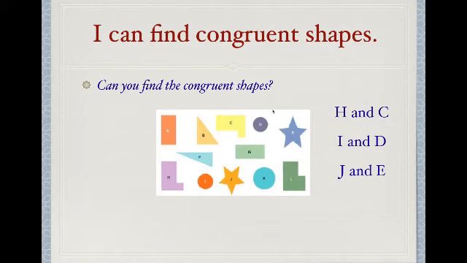Now, K is also a circle, but it's not congruent. Again, same shape, not the same size. So J and E are same shape, same size. Looks like you have to do a little flip to make them work, but once again, they're congruent because they can fit right on top of each other.